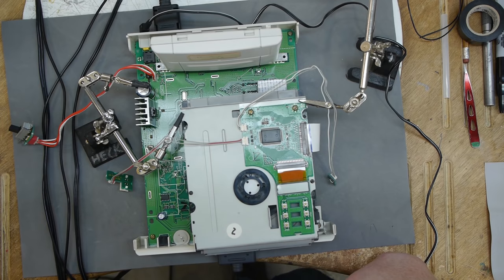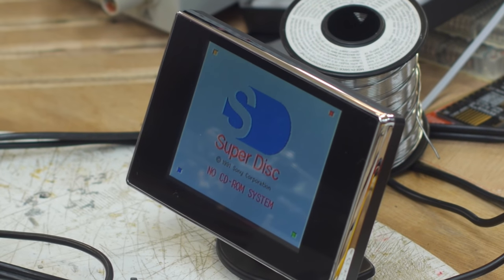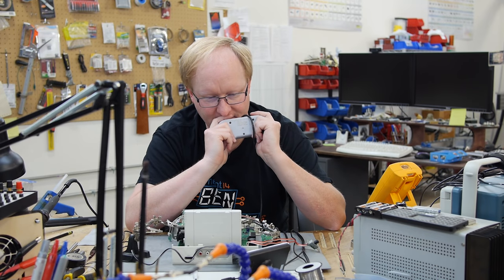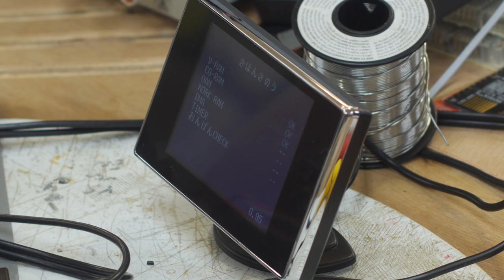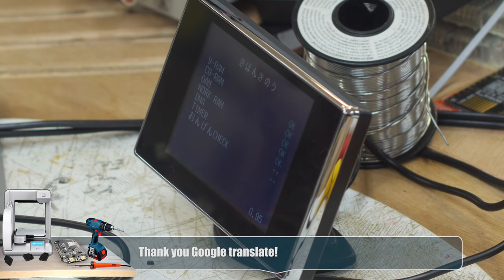All right, let's see what happens with the CD-ROM attached. No CD-ROM system. Okay, so it's not able to talk to it. X and A, you said? Self-check. Okay, the one on the bottom is sound source check. Basic functions is what the top one means. So this is sound source check.